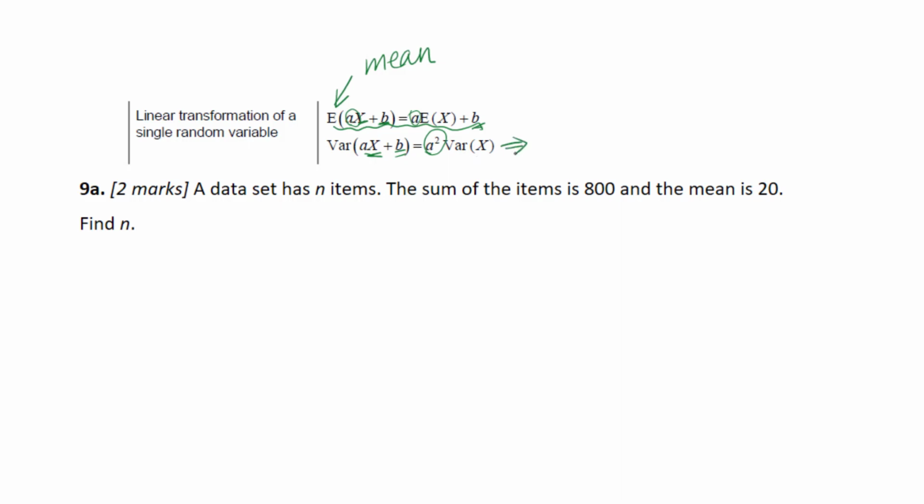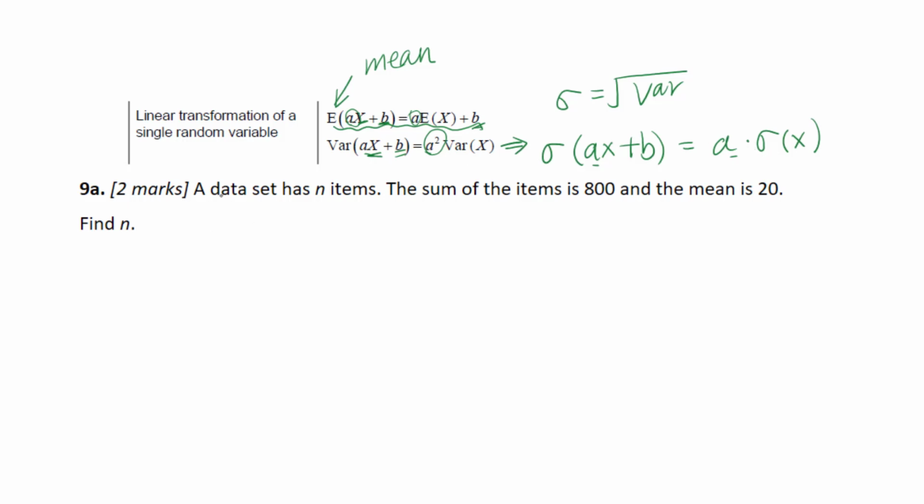From variance, we know standard deviation equals the square root of variance. Therefore, for the standard deviation of AX plus B, I can write down A times sigma of X. In other words, when the original data is multiplied by A, your standard deviation will be multiplied by A. But when you add B to the original data, the standard deviation won't change.